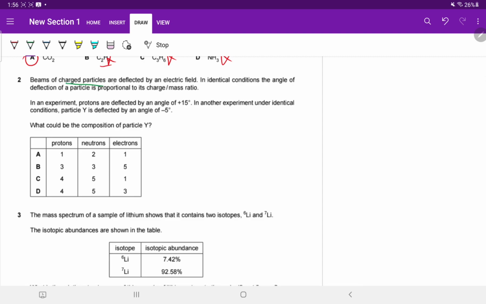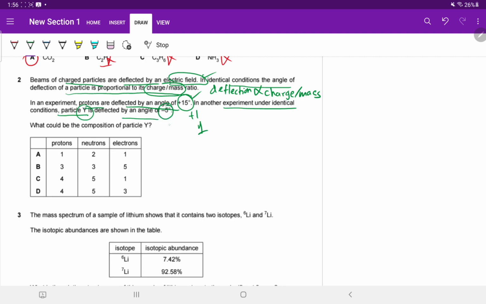The second question says, beams of charged particles are deflected by an electric field. In identical conditions, the angle of deflection of particles is proportional to the charge by mass ratio. Okay, so our deflection will be proportional to the charge by mass ratio, as they mentioned. In an experiment, protons are deflected by an angle of 15 degrees. Protons have a charge of +1 and a mass of 1. In another experiment, under identical conditions, particle Y is deflected by an angle of -5 degrees. Now it asks what could be the composition of particle Y.